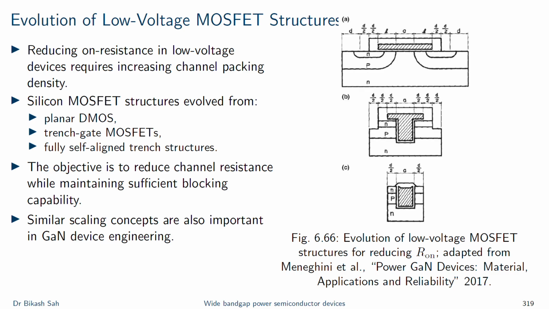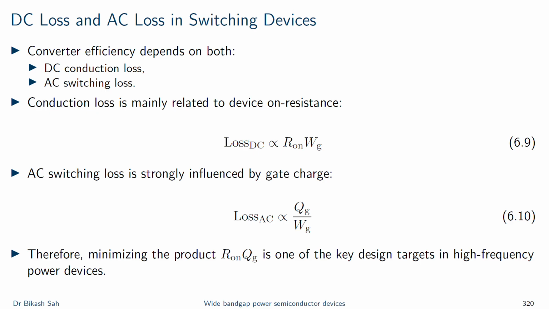That's why you often see GaN devices advertised using figures of merit such as RDS(on) times QG or RDS(on) times output charge QOSS. I think we have learned a lot about figures of merit in the previous lecture. So the historical lesson is that device structures evolved towards reducing both resistance and stored charge, and not only the resistance alone. Now let's try to understand the DC and AC losses in the switching devices.